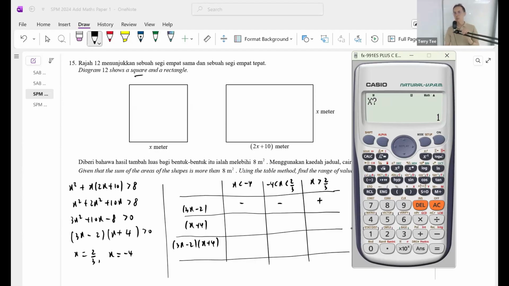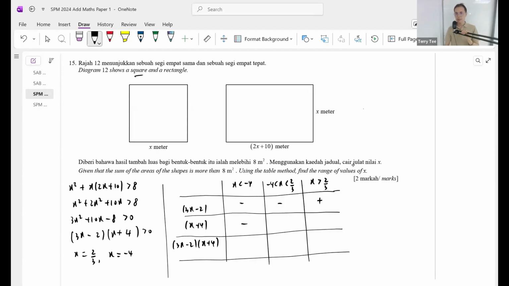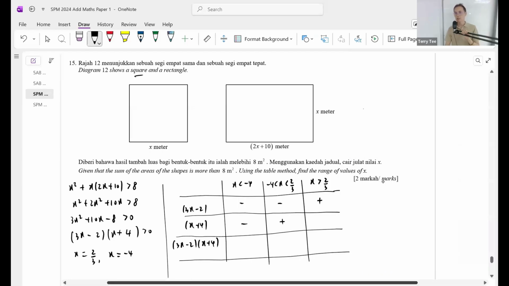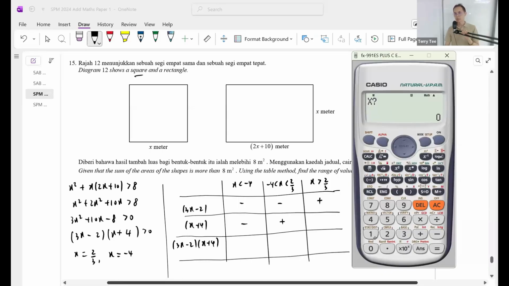But I just want to show you, put in negative 5. This is negative. So the first one is negative. Second one, put a number between negative 4 and 2/3. The easiest number is 0. You get positive 4, which is plus. For a bigger number more than 2/3, let's say 1, or you can put 2 also, doesn't matter, positive 5.